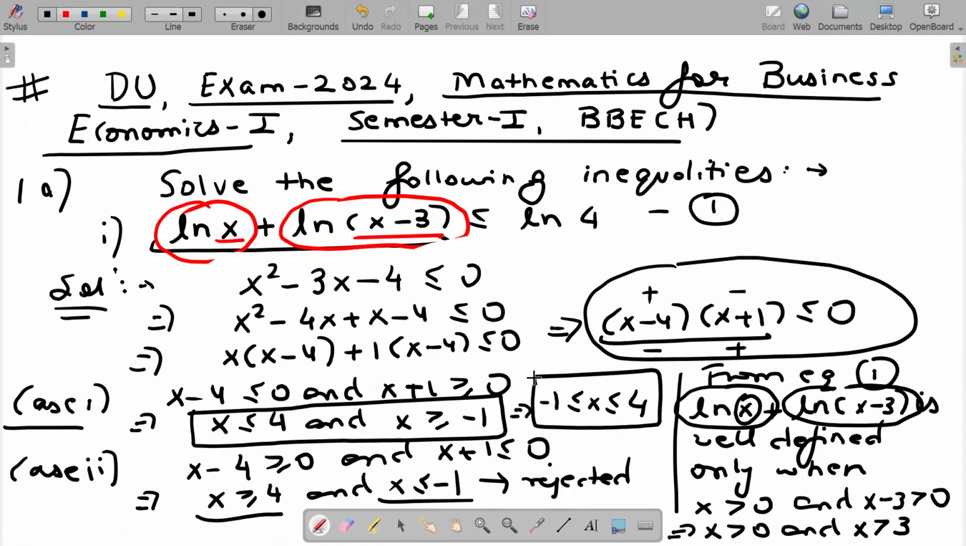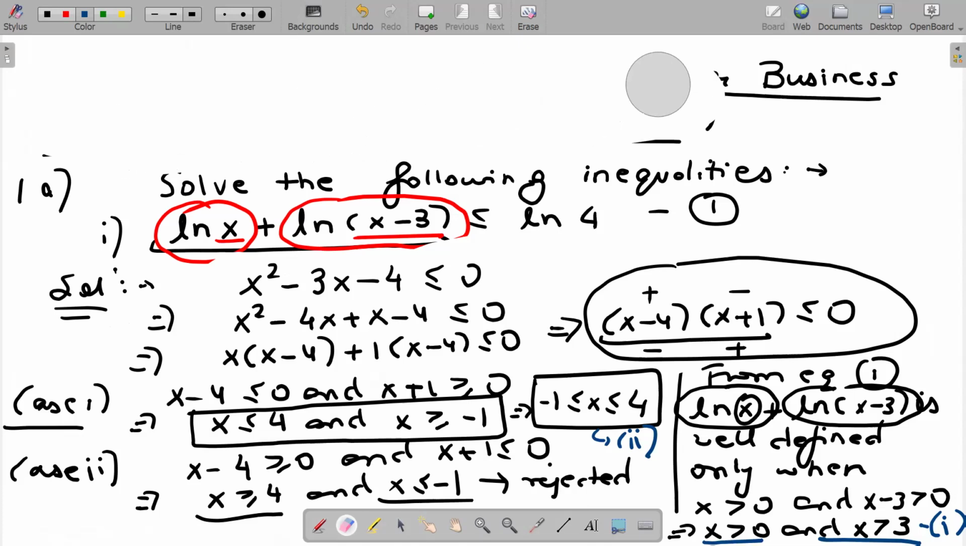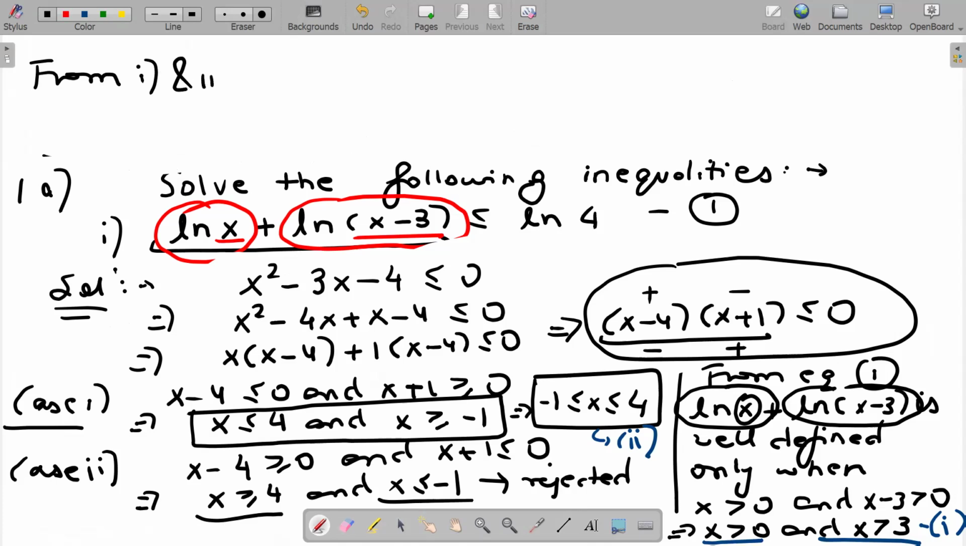But hang on. Students, you can also see that x should be more than 0 and should be more than 3 also. Then only the function will be well defined. So if I call this as 1 and if I call this as 2, from 1 and 2, what do we learn? I can erase the initial portion off and I can write it on the top that from 1 and 2, x should be greater than 3, but it should be less than or equal to 4.